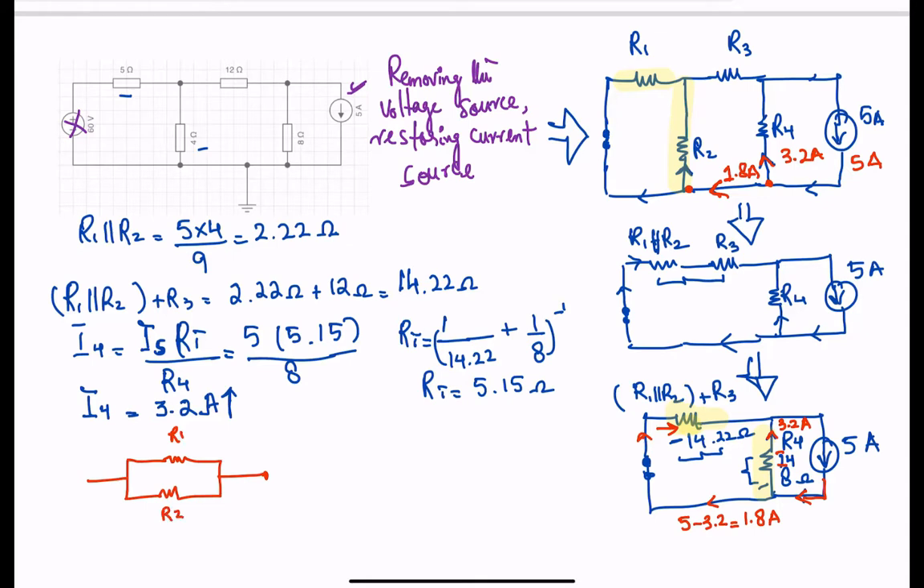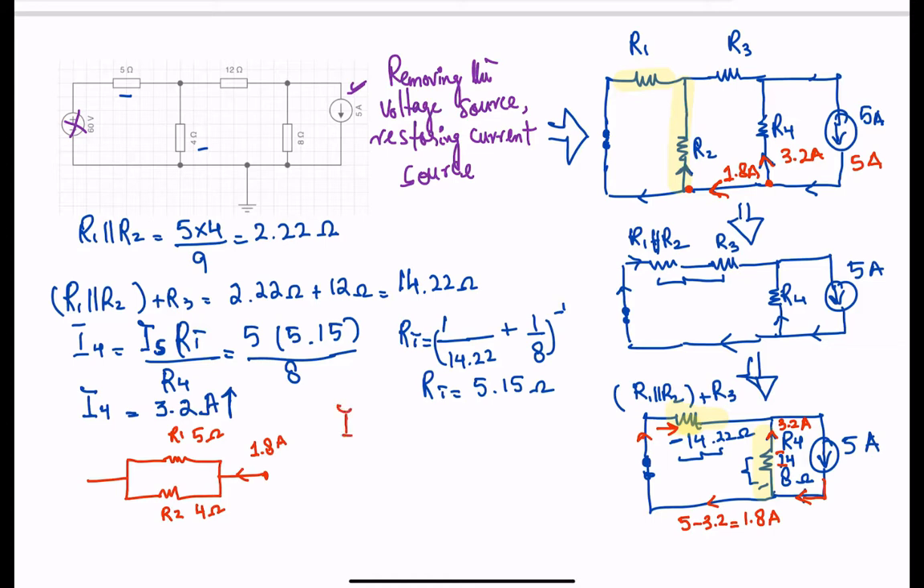You have 1.8 amps going in. R1 is how much? R1 is 5 ohms, and R2 is 4 ohms. So let's find out the current across these two resistors. Again, we can apply the current divider rule.